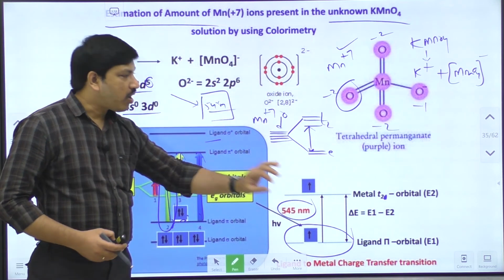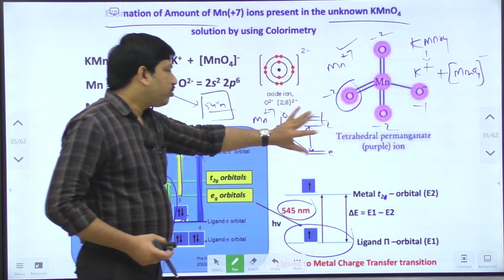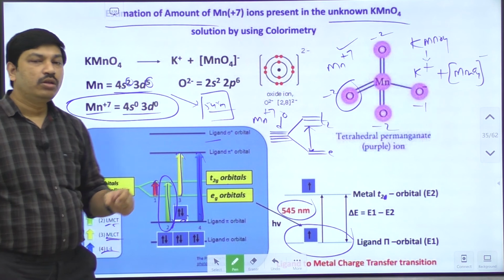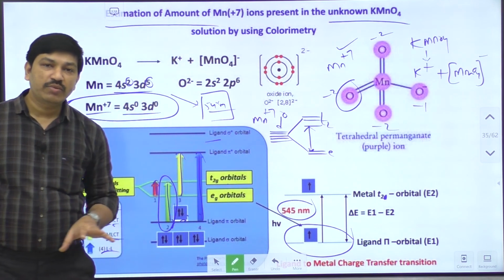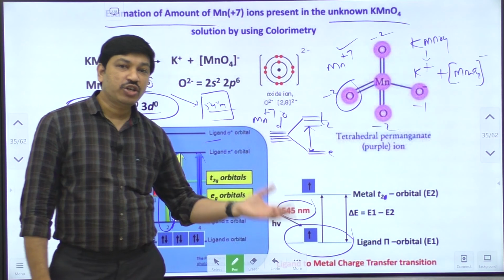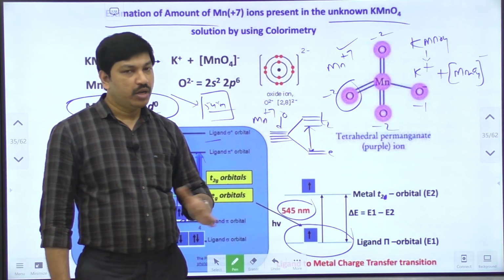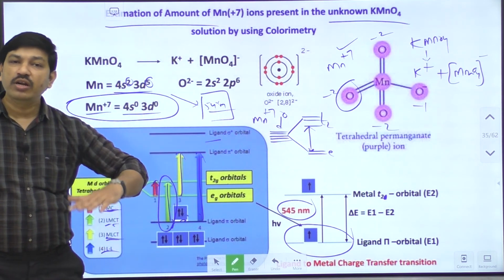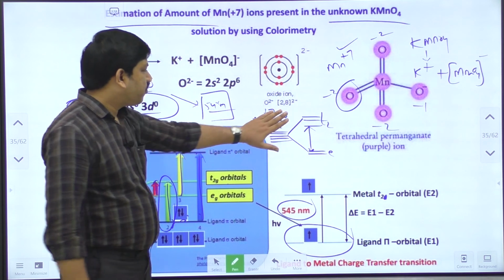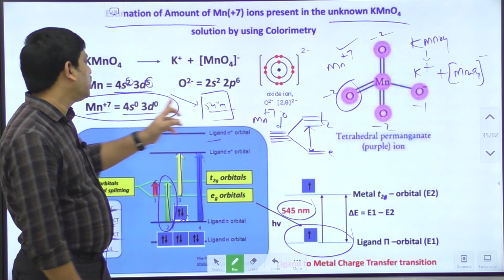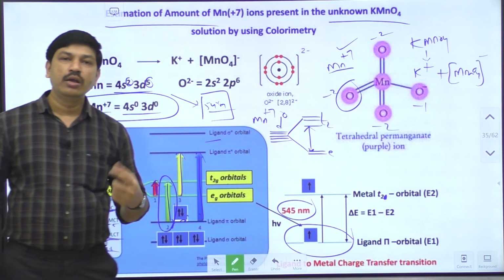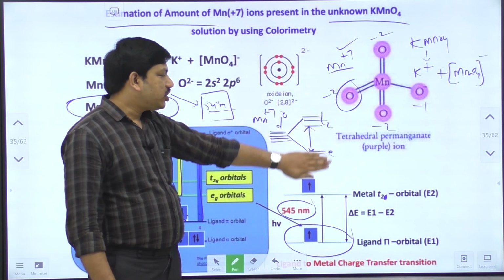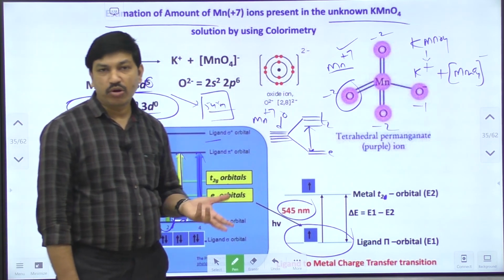What I am trying to explain is that, according to the d electron configuration, there are no d electrons. In most cases, transition metals are colored mainly because of the corresponding d-d transitions. But in this case, we don't have any d electrons because in this example manganese is present in the +7 state. So it is a d0 configuration. That means these transitions are not possible. E to T2 transition is not possible.